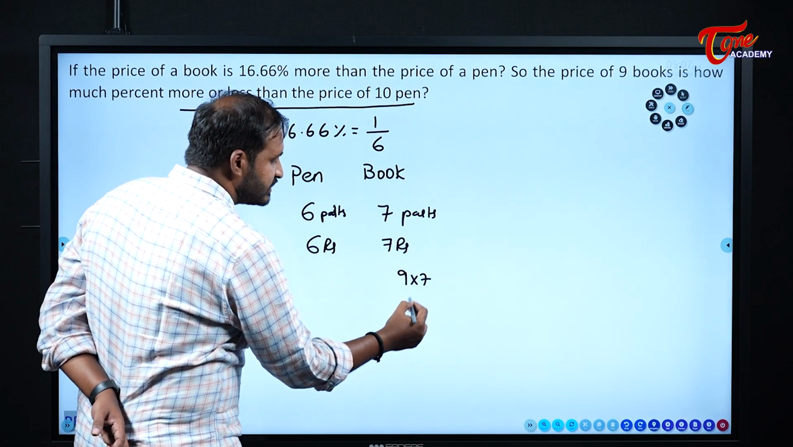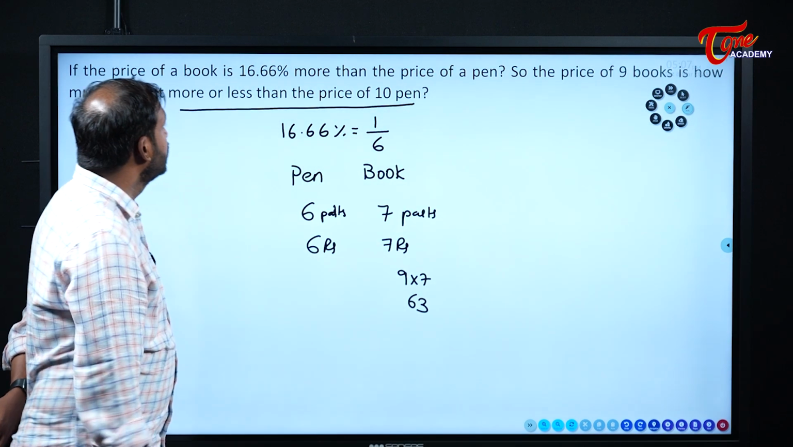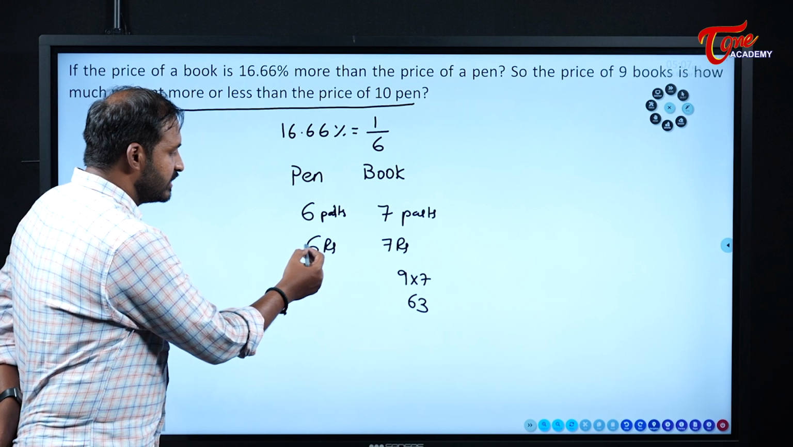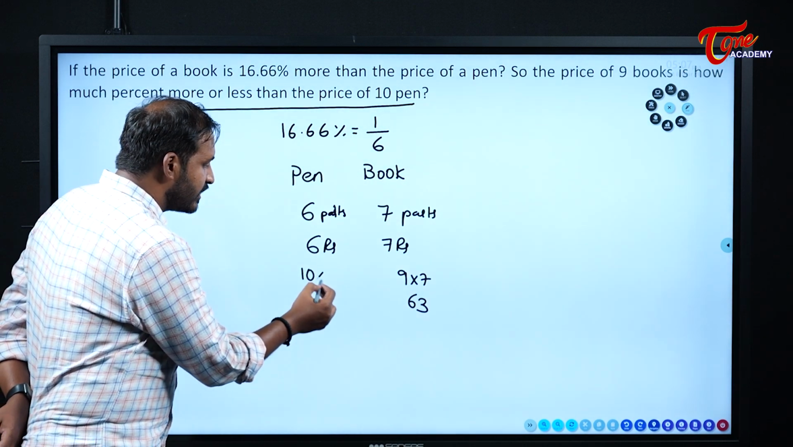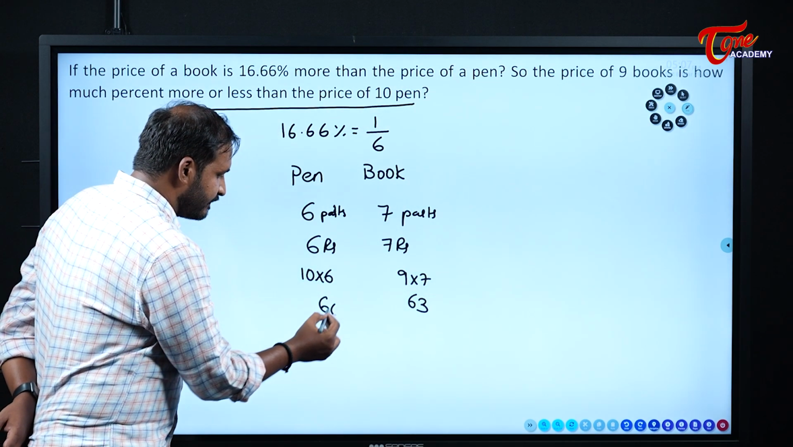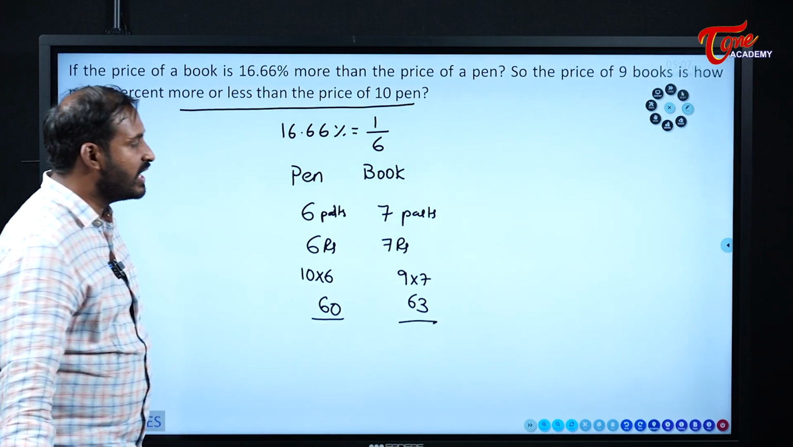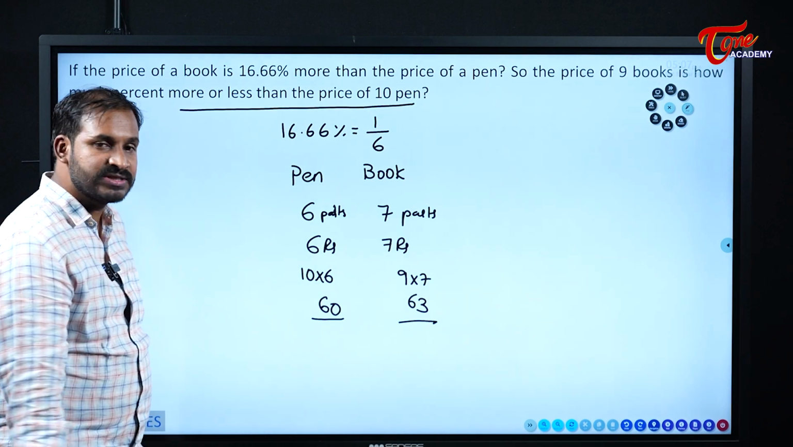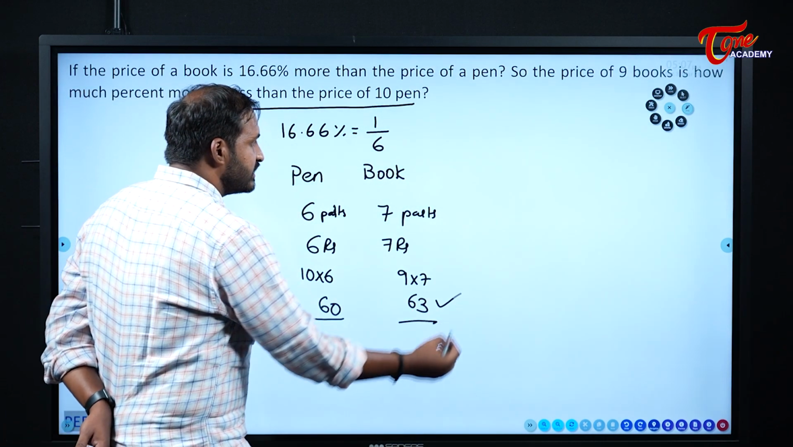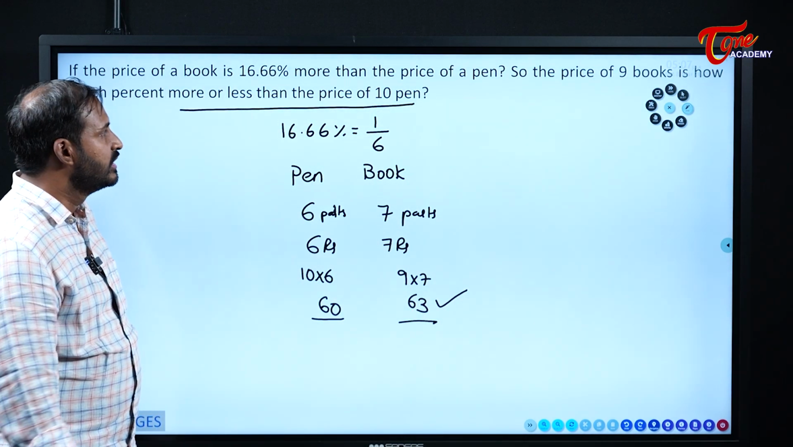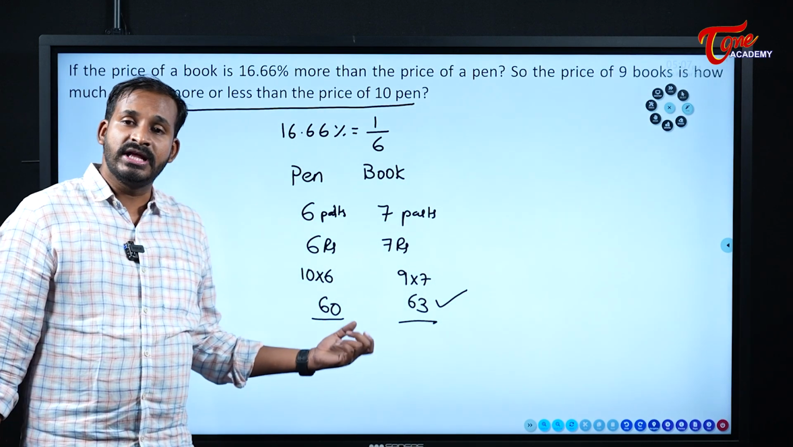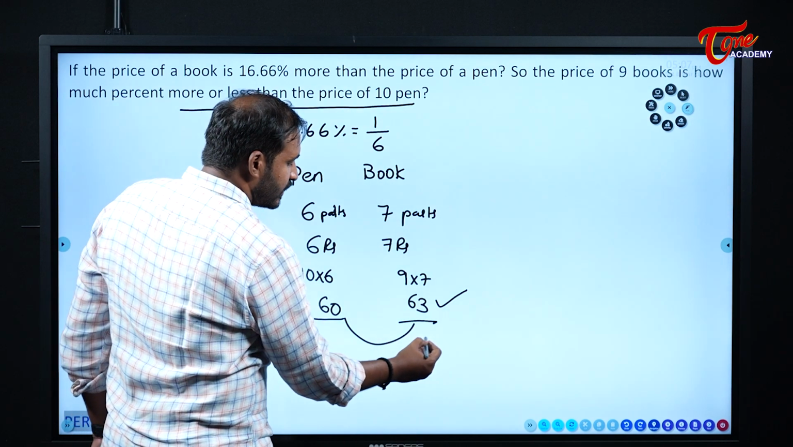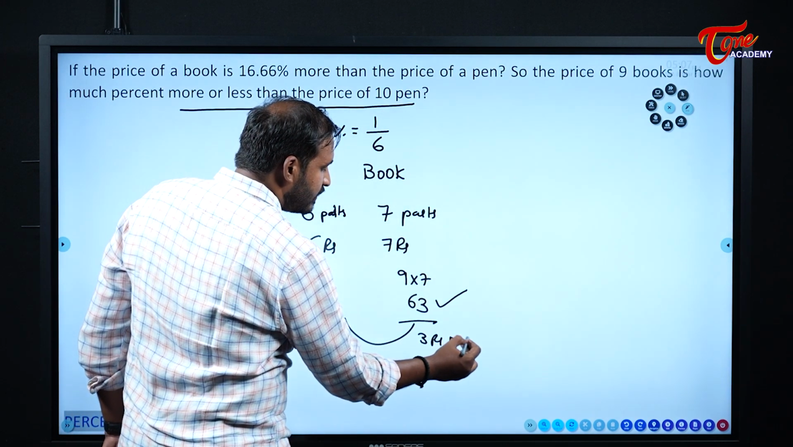9 into 7, 63. Good. Is how much percent more or less than the price of 10 pens? So 10 pens price will become how much? 10 sixes are 60. So now tell me which value is greater for me here? Whether 9 books price is more or 10 pens price is more? Definitely 9 books price is more than the 10 pens. So how much more than the 10 pens? 3 rupees more than the 10 pens, right?